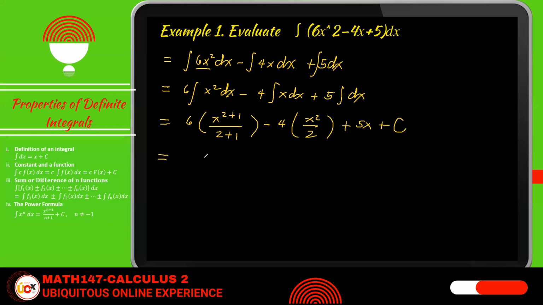Then simplifying this further, you have 6 times x to the third power over 3, minus 4 divided by 2 is 2 times x squared plus the constant c. Or 6 divided by 3 is 2. So we have 2x cubed minus 2x squared plus the constant c. So this is the final answer.